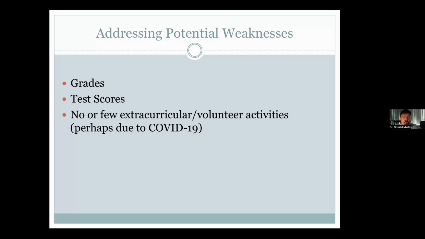So if you were not able to participate as you might have liked, there's nothing wrong with mentioning that and explaining. And then you could say this year, however, since things have gotten better, if that's the case for you, here's what I will be doing. That is absolutely an acceptable explanation for fewer extracurricular or volunteer activities.